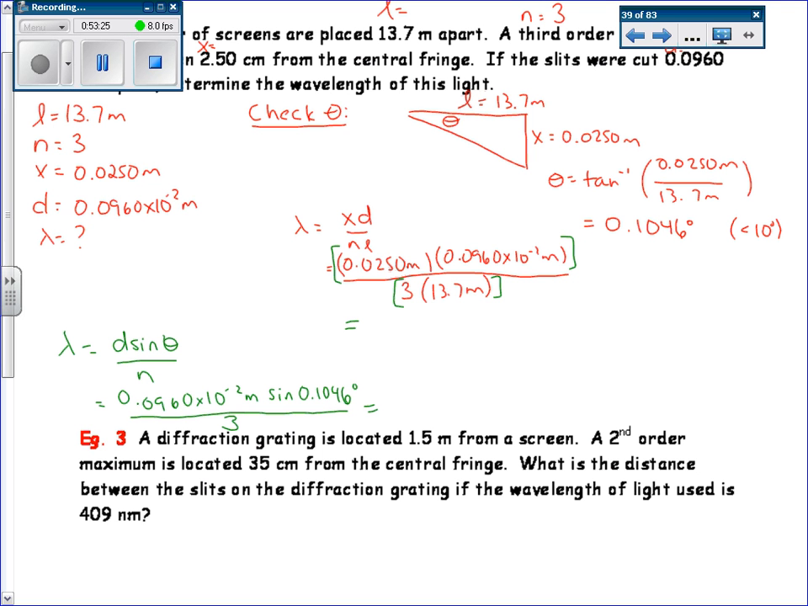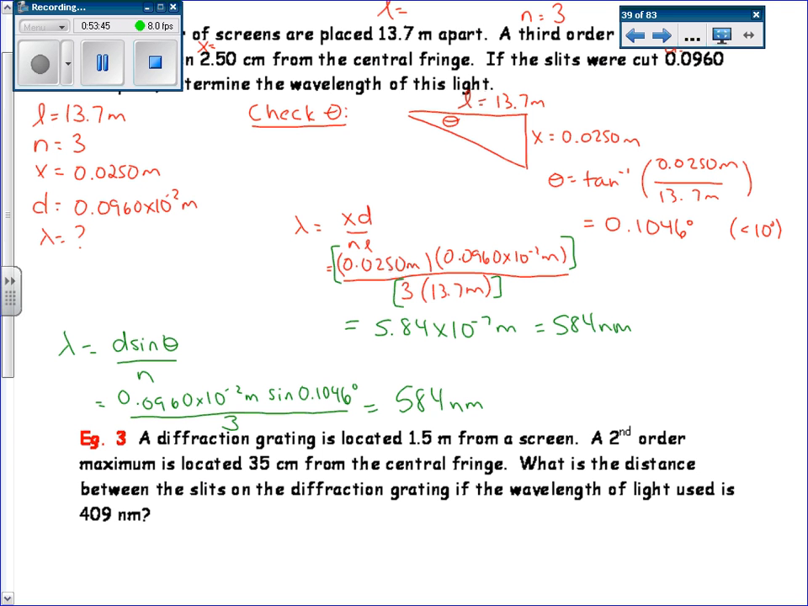And if you chose instead to use this formula, which you can because you have your angle, you would get the exact same answer. You're going to get the exact same answer. So you get 5.84 times 10 to the negative 7 meters, or you can write that as 584 nanometers. So that's what you would get down here.